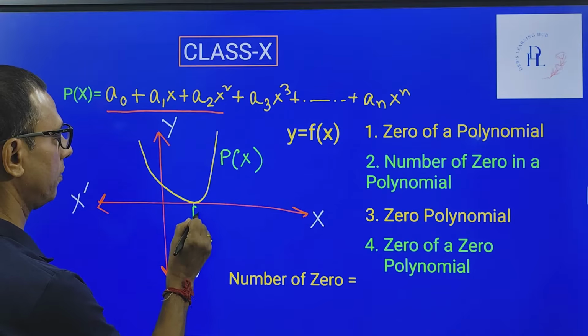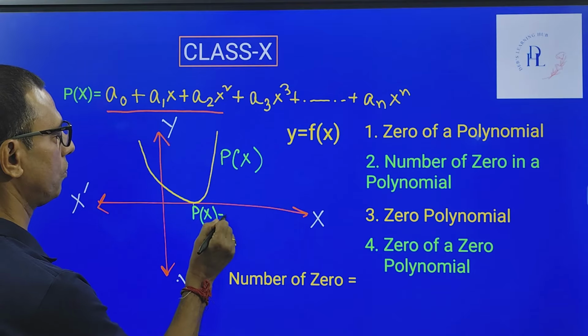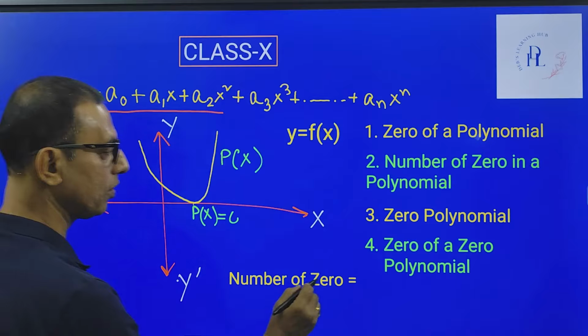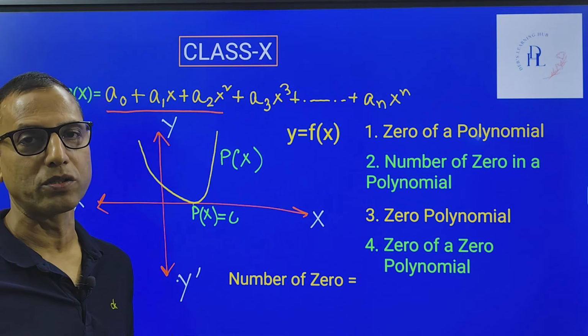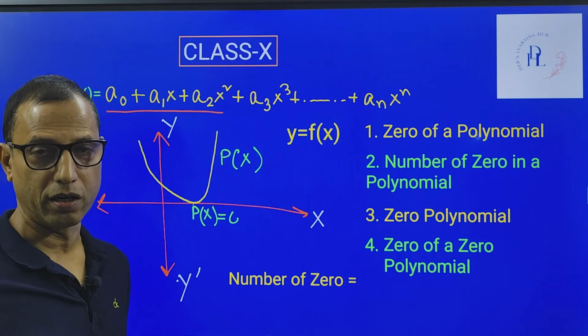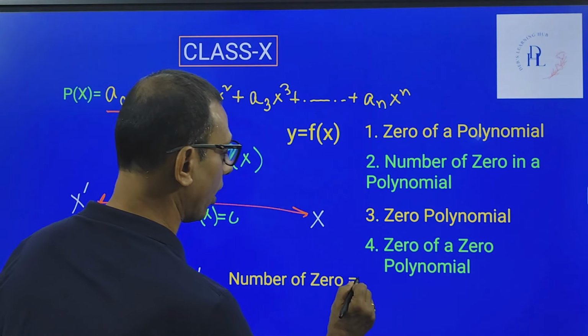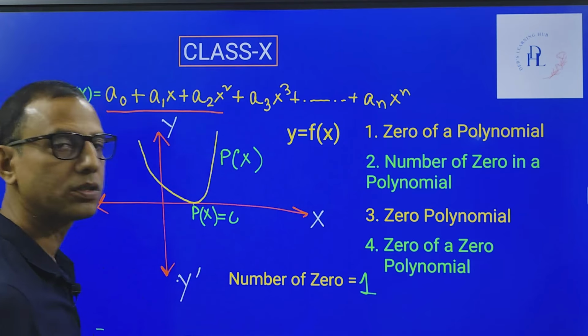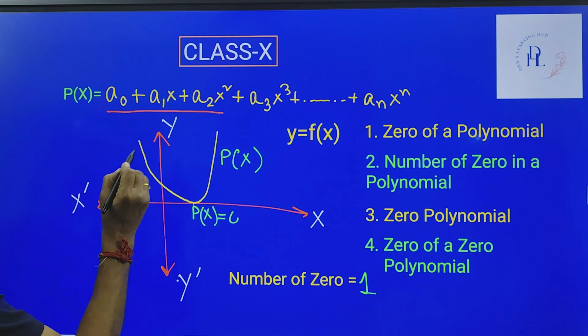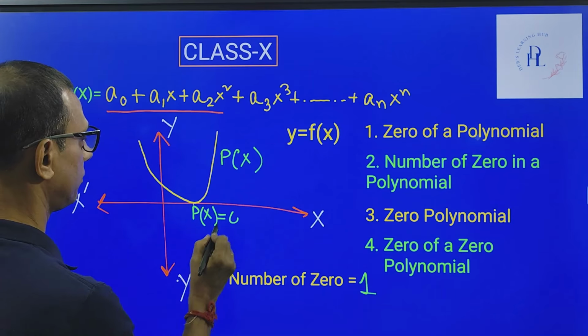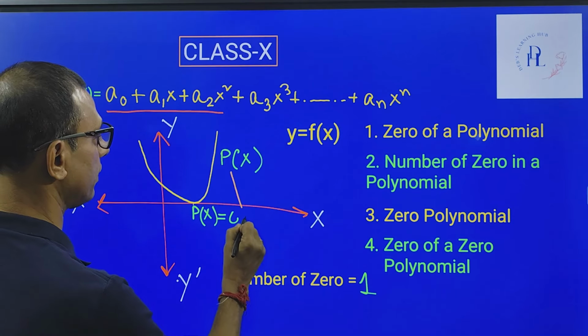So here p(x) equals 0. So the number of zeros here, you can be given multiple choices: 1, 4, 0, 3, some, or does not exist. So here it is 1. The number of zeros is 1. If the graph is like this, let's say the graph is moving like this.